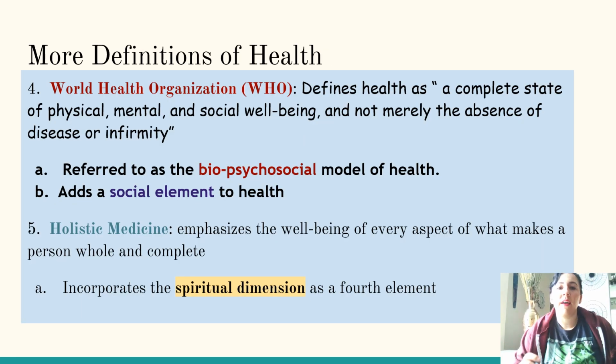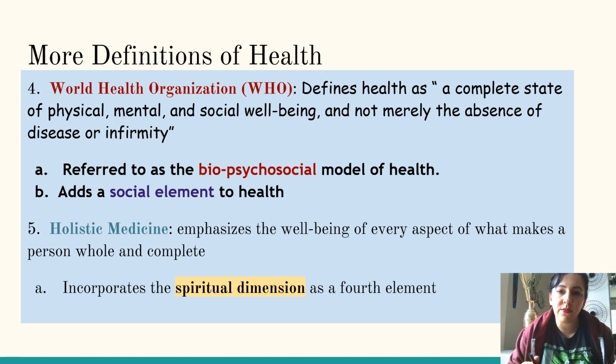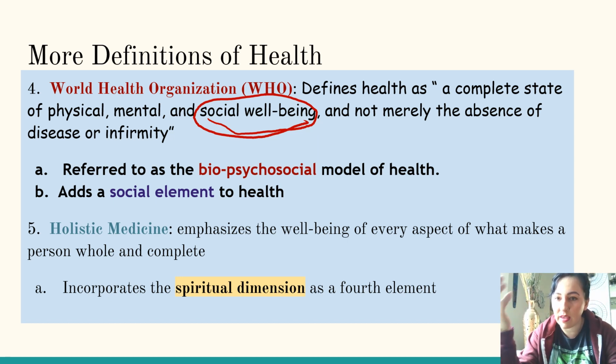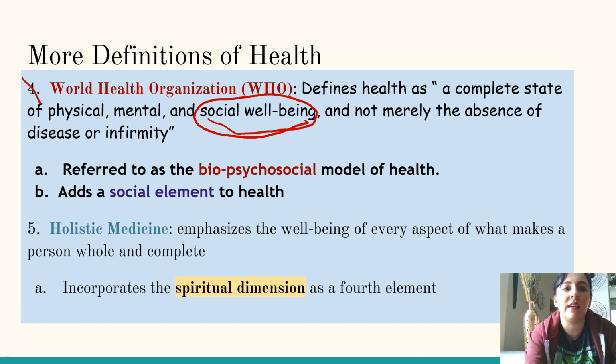Next, we have the World Health Organization definition of health. They define health as a complete state of physical, mental, and social well-being, and not merely the absence of disease or infirmity. Here they introduce a social element to health. It's like the previous one, but now they're also saying social well-being is very important, not just physical and mental. Keep in mind that this is the world definition.